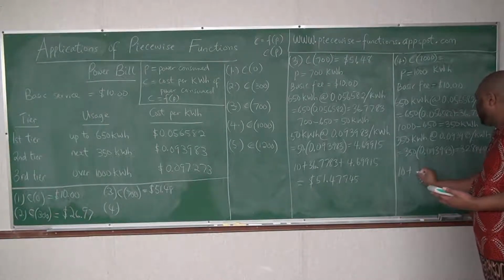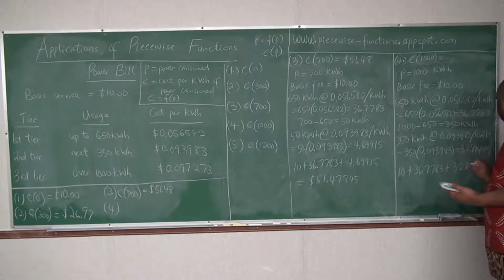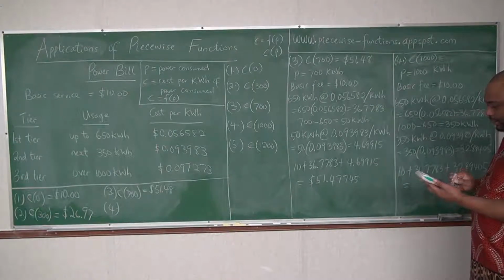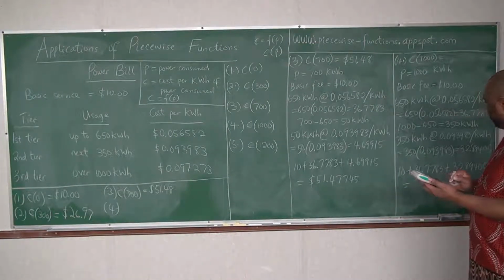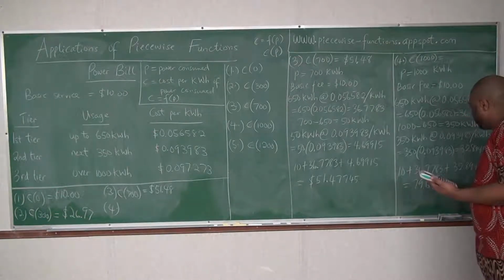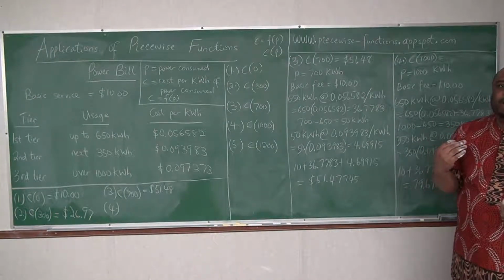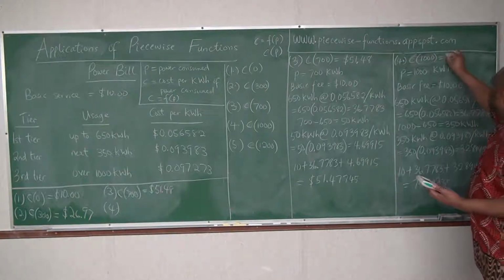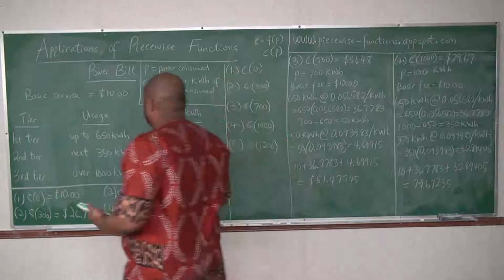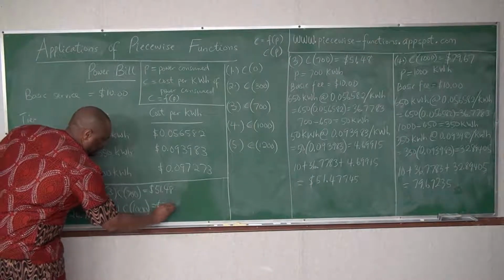Okay, so we now add everything: 10 plus 36.7783 plus 32.89405. That gives us 79.67235. So the cost for 1,000 kilowatt hour of power consumption is $79.67.